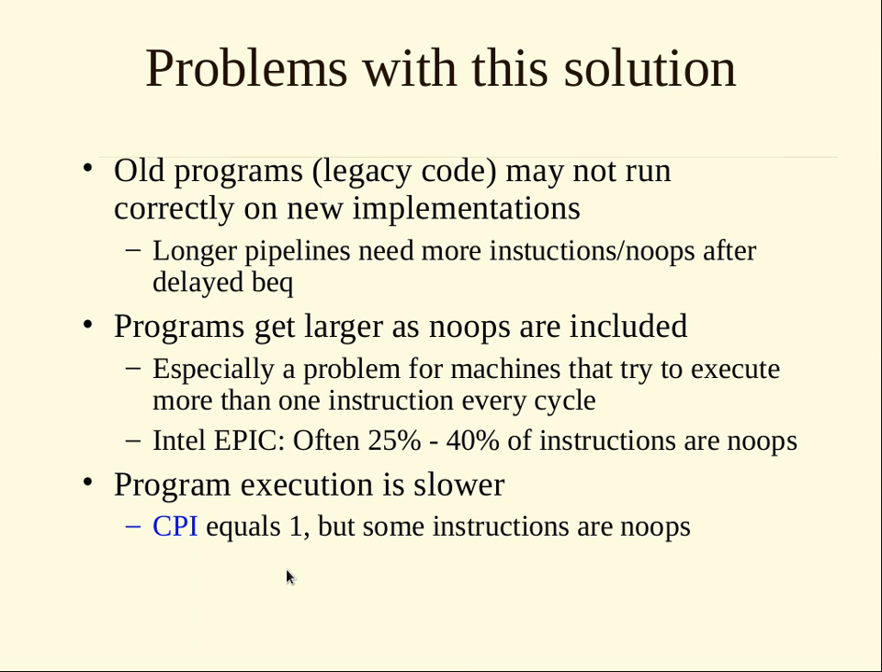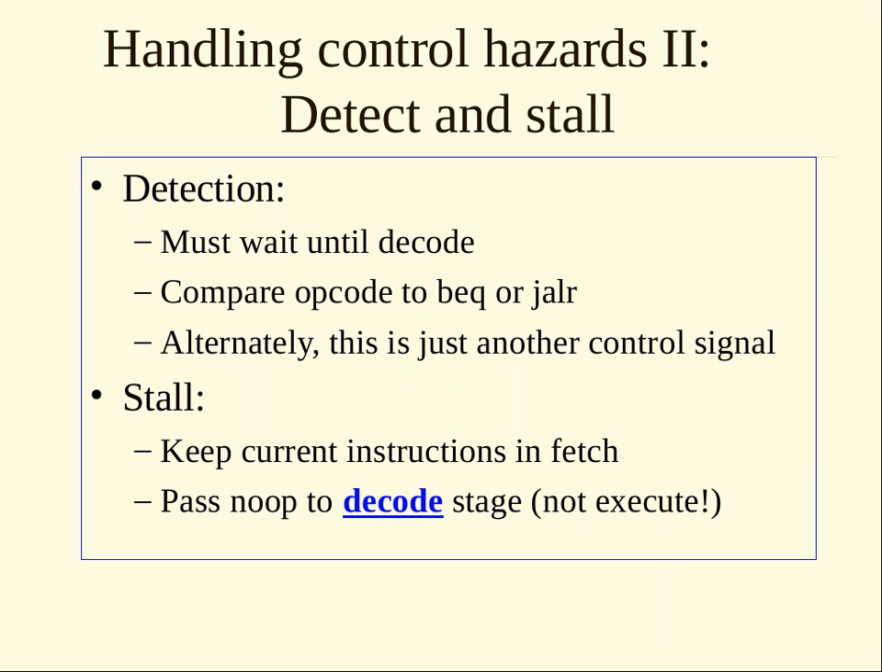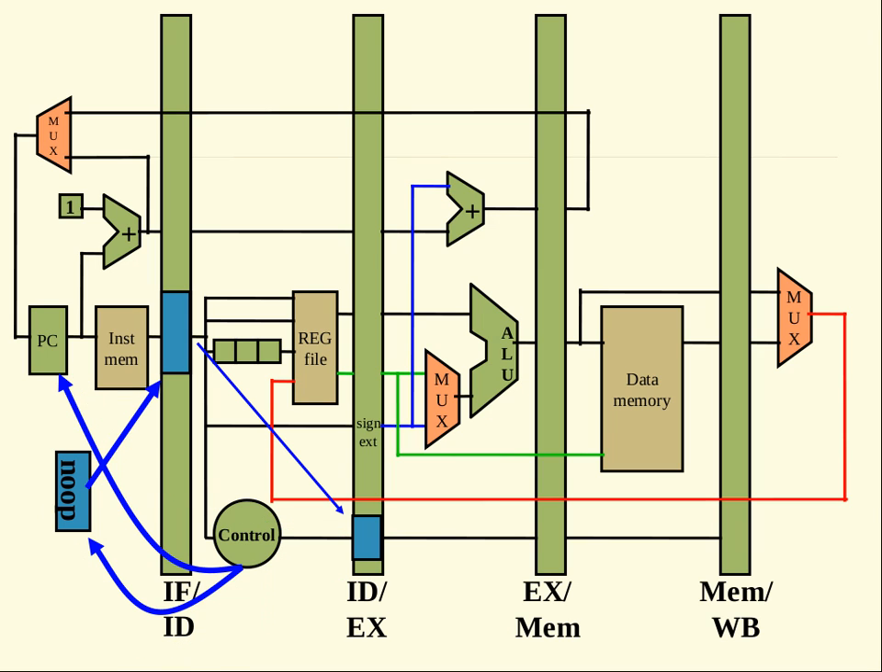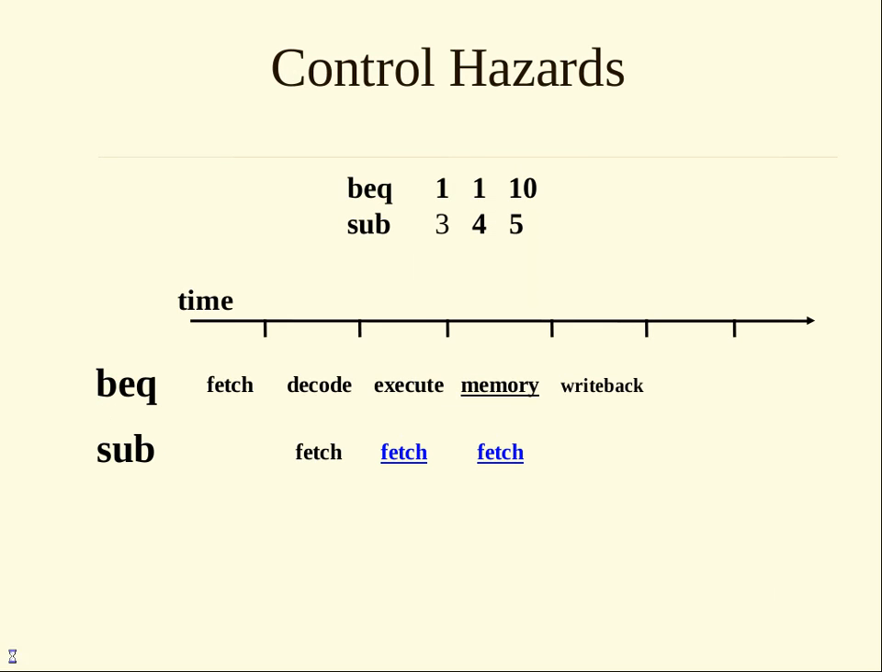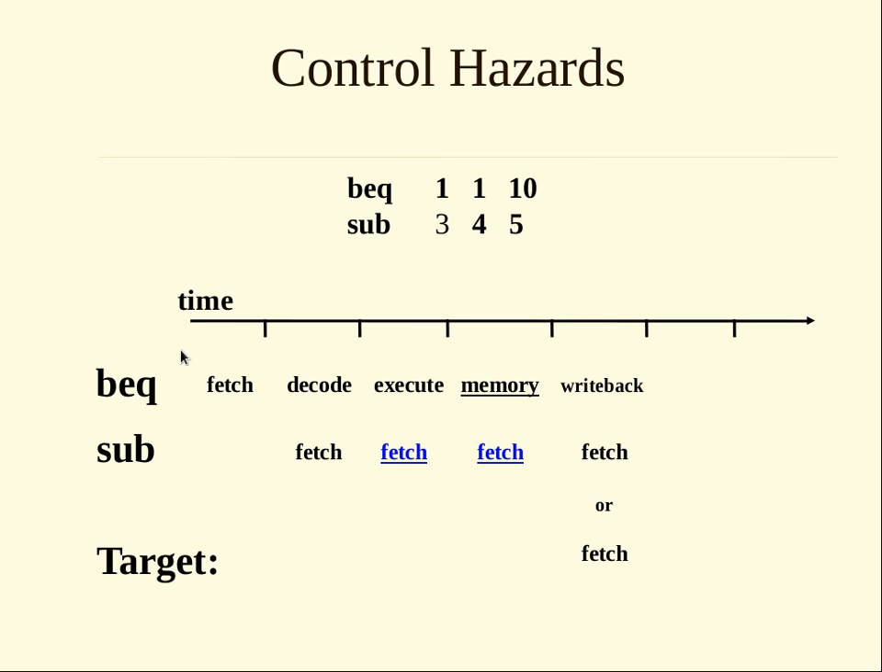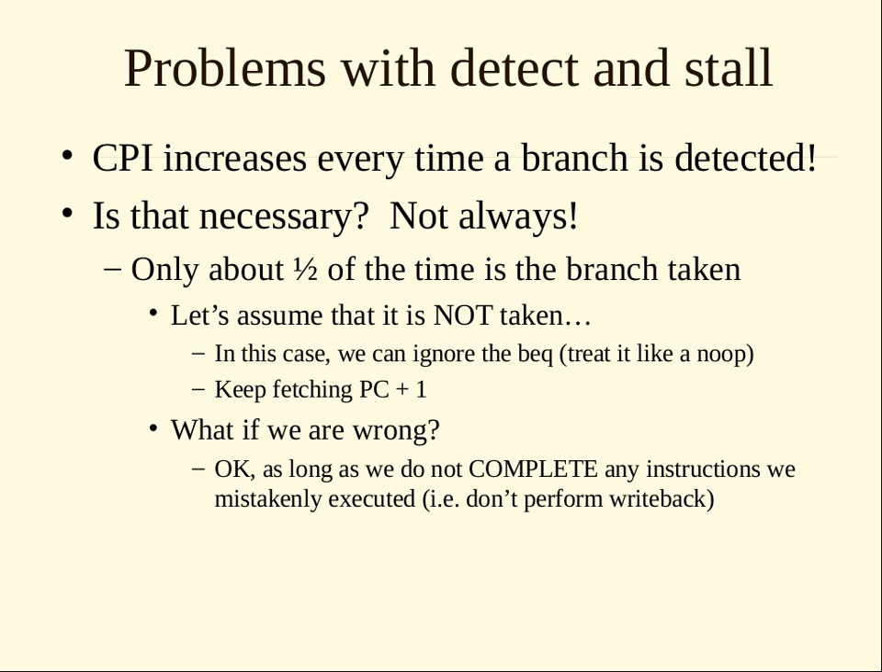Does this slide look familiar? Good. Don't do it that way. Detect and stall: wait until you find out if you need to take the branch or not, and then just do it. At least that's simple, right? Well, you just put some no-ops in here, and you forward the no-ops until you finally have a branch. So you say, I have a branch, and then branch, no-op, no-op, no-op. Alright, let's fetch that instruction. That's a lot of craziness. So what would happen here? Fetch or fetch.